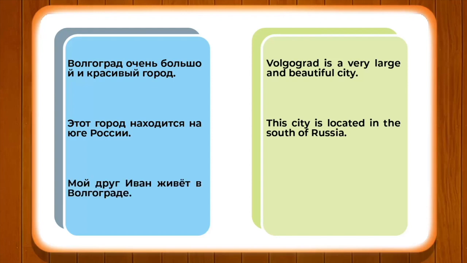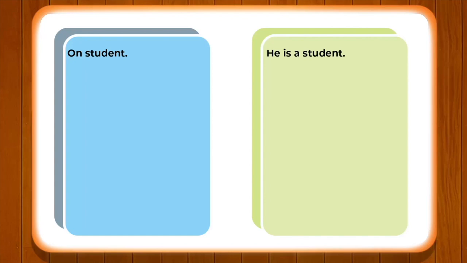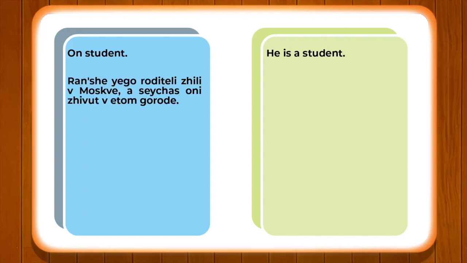Мой друг Иван живет в Волгограде. Мой друг живет где? Мой друг живет в Волгограде. Кто живет в Волгограде? Мой друг живет в Волгограде. Или Иван живет в Волгограде. Then, он студент. Кто он? Он студент. Раньше его родители жили в Москве. Где жили родители?